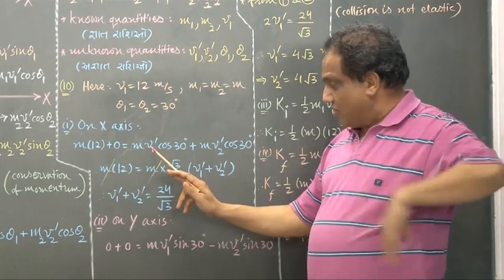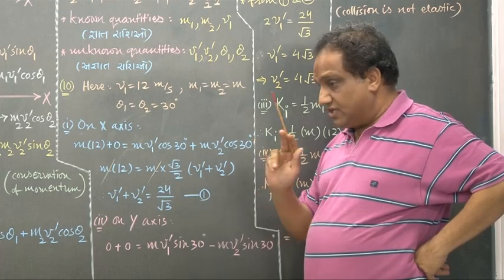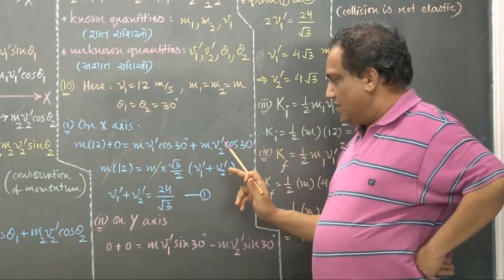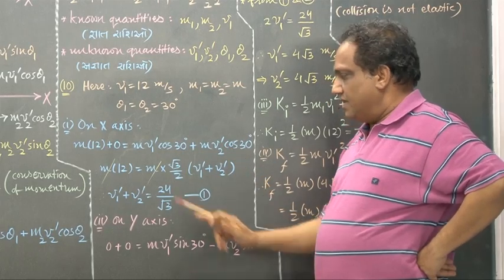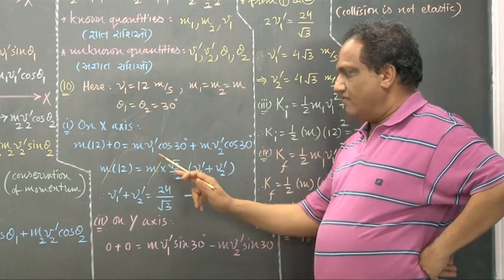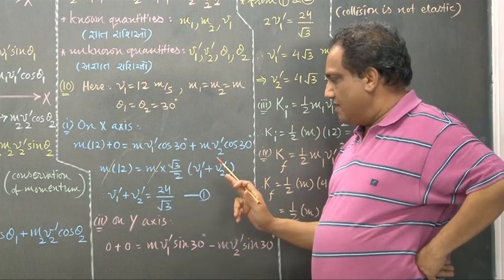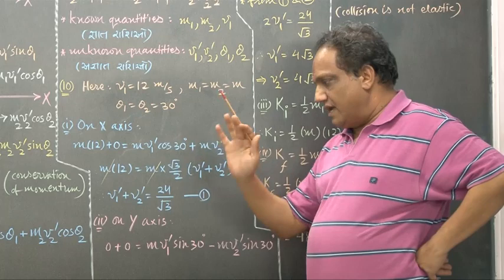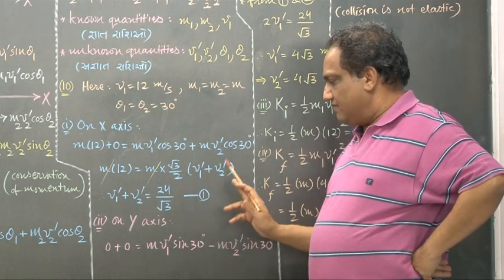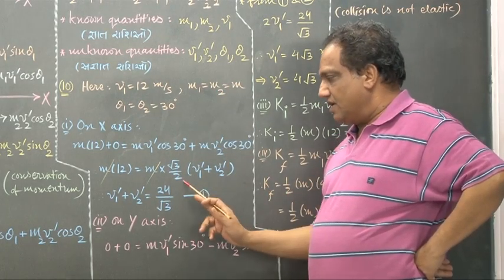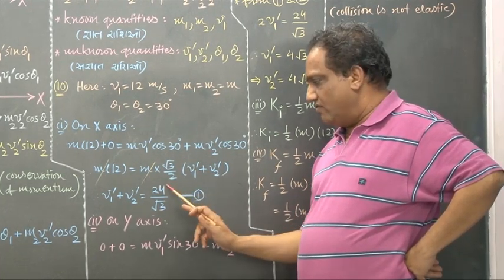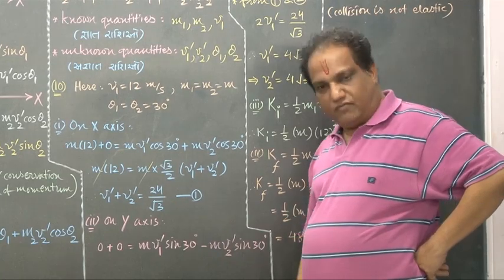Cos 30 is sin 60, and sin 60 is root 3 by 2. So m into root 3 by 2 here, and here also m into root 3 by 2. That m into root 3 by 2 you can take common. From here left is V1 dash plus V2 dash. Now m and m will get cancelled. Now transfer this 2 here: 12 twos are 24 upon root 3. Give it equation number 1.